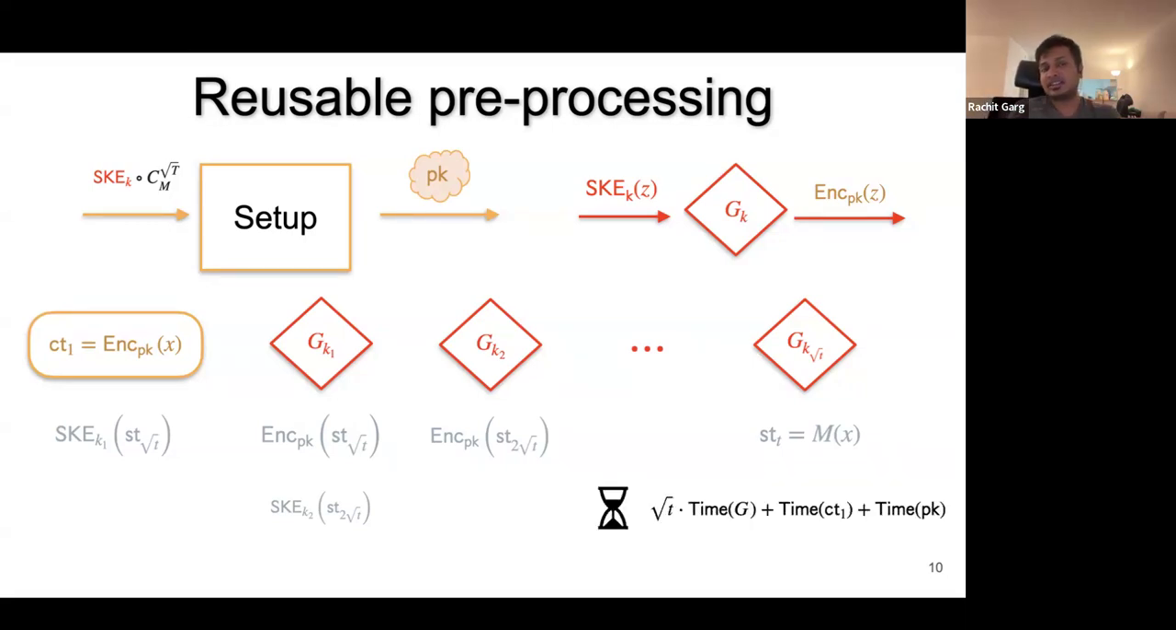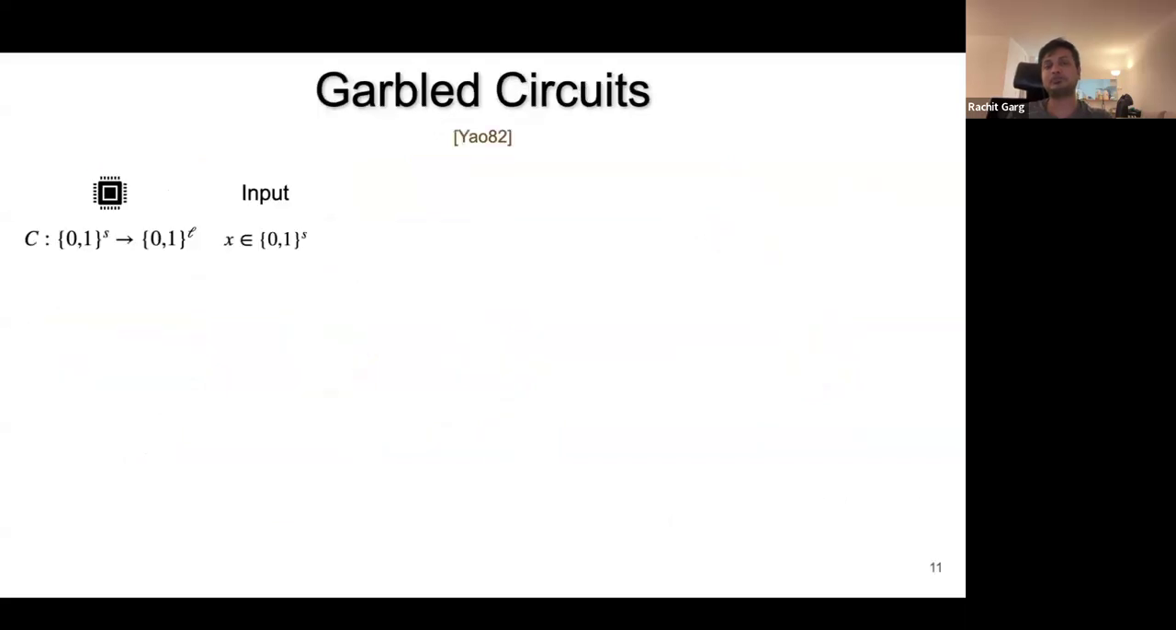And note that this is kind of nice because now the time to generate this only depends on square root t times the time to generate all of these gadgets, plus the time to generate one ciphertext, which we've already seen is short because the public key size is short, and the time to generate this public key, which I already mentioned, is square root t times s times poly lambda. So we're getting closer. And similarly, the sizes are also square root t times the gadget plus the ciphertext plus the public key. So what is this gadget?